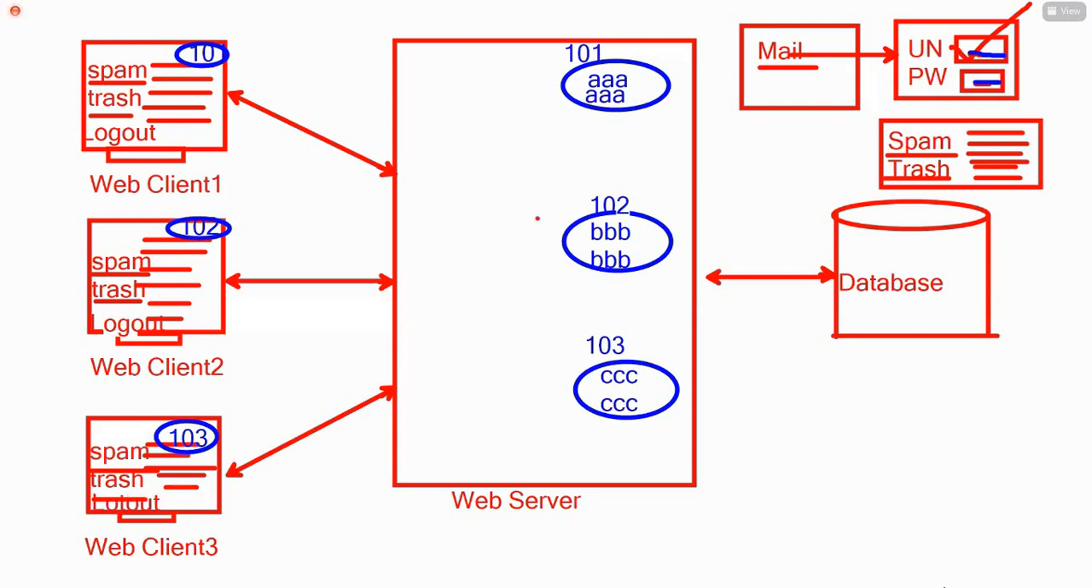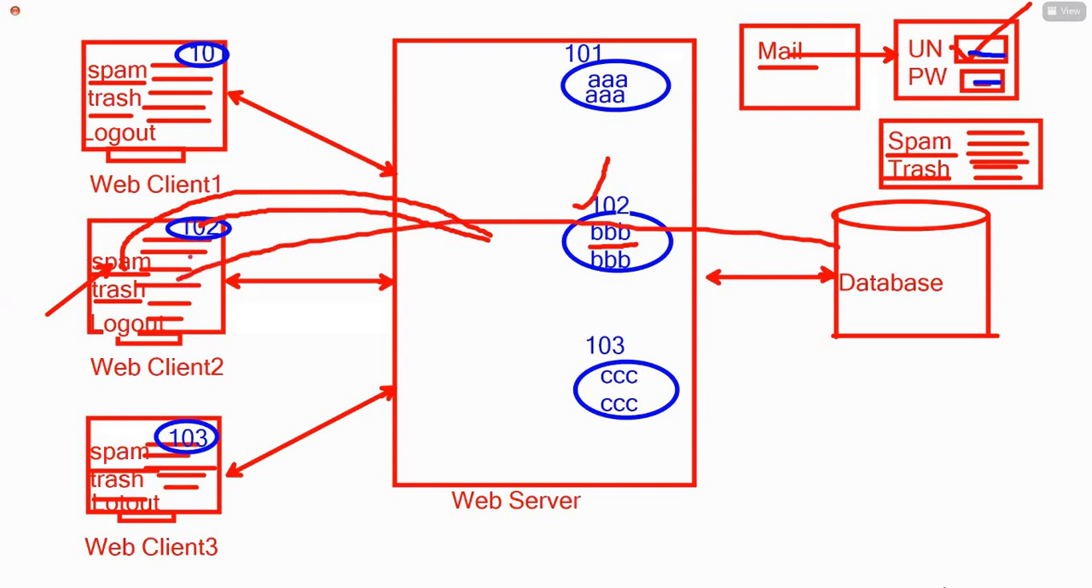Now, next, what will happen? Here, this person clicked spam. When he clicks the spam request, with that request, this 102 is passed. You are clicking spam only. Spam request passed. With that request, 102 is automatically passed. When the server receives 102, it will check in the server whether 102 is running or not. It is there. Then the server will understand that the BBB user clicked. This is the mechanism. It will understand that the BBB user clicked. Then it will send the BBB spam box.